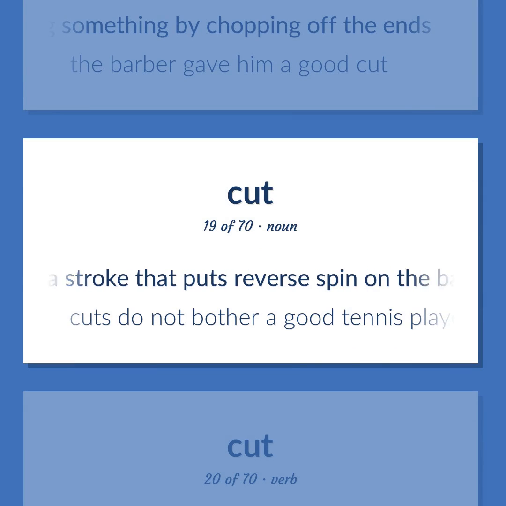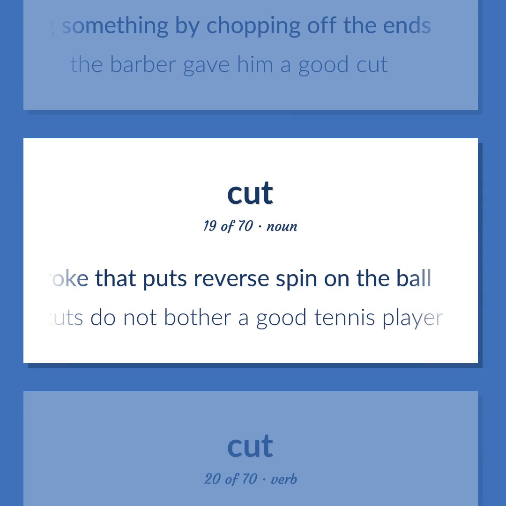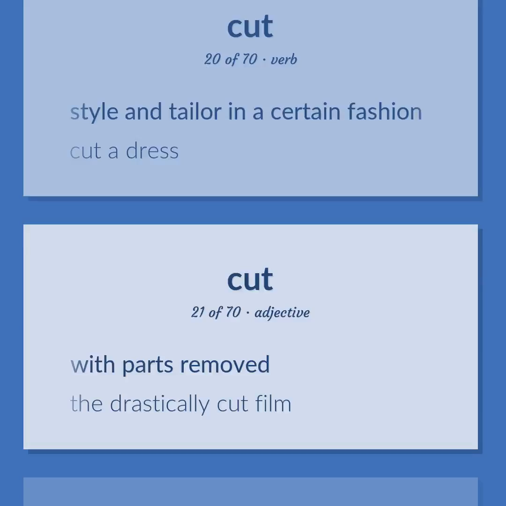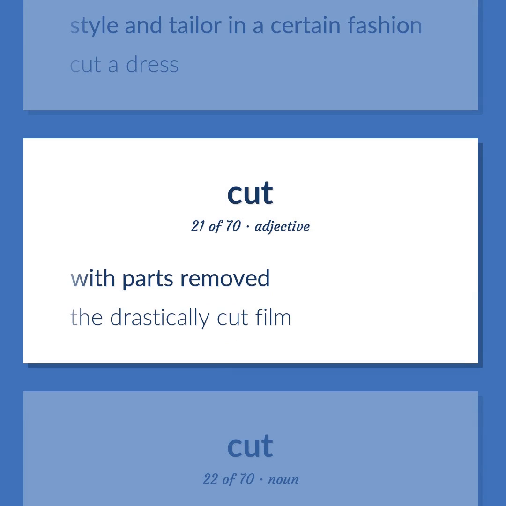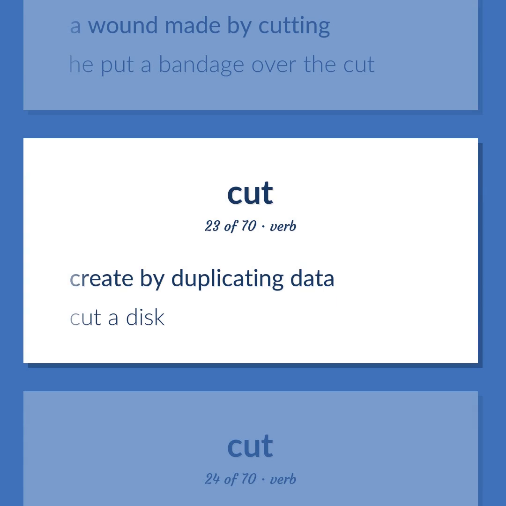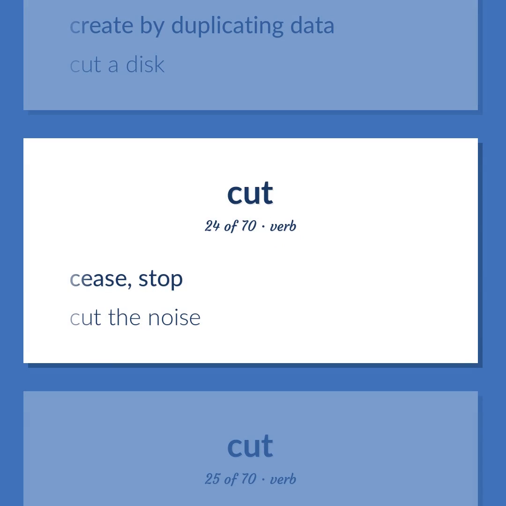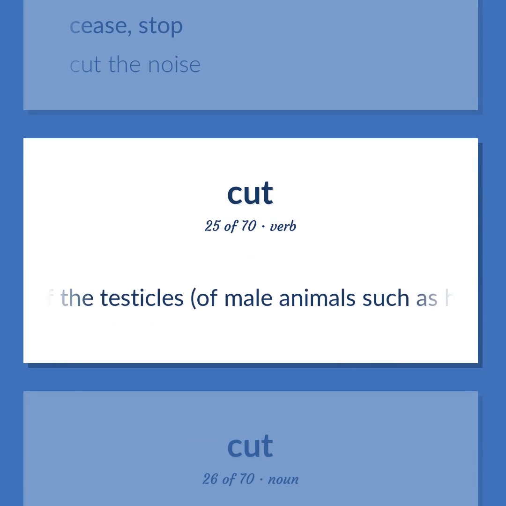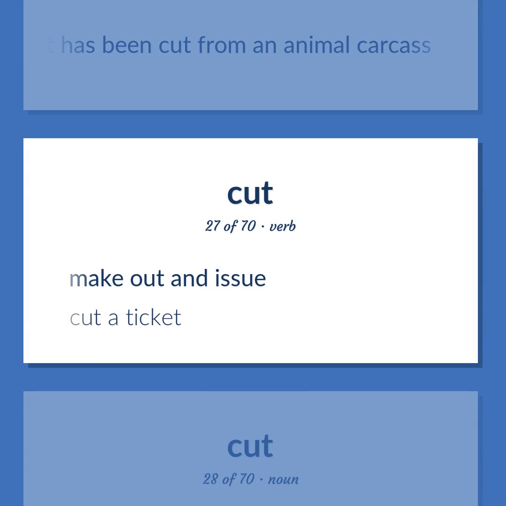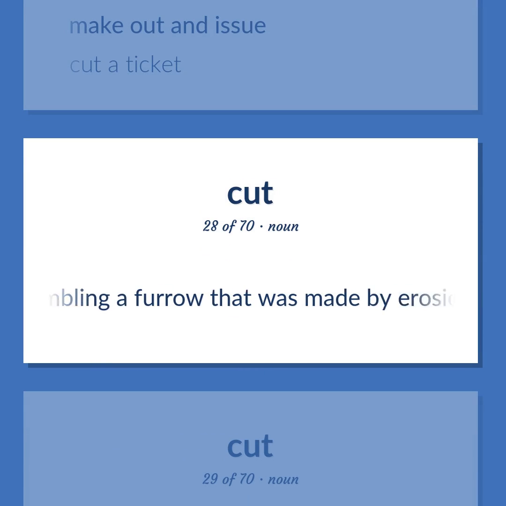Sports. A stroke that puts reverse spin on the ball. Cuts do not bother a good tennis player. Style and tailor in a certain fashion. Cut a dress. With parts removed. The drastically cut film. A wound made by cutting. He put a bandage over the cut. Create by duplicating data. Cut a disk. Cease, stop. Cut the noise. Cut off the testicles, of male animals such as horses. A piece of meat that has been cut from an animal carcass. Make out an issue. Cut a ticket. A trench resembling a furrow that was made by erosion or excavation.